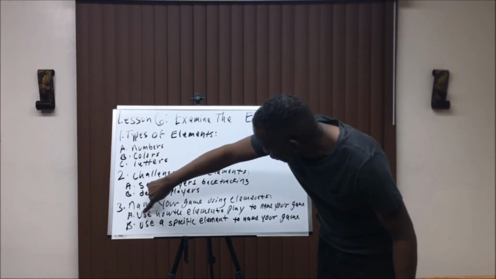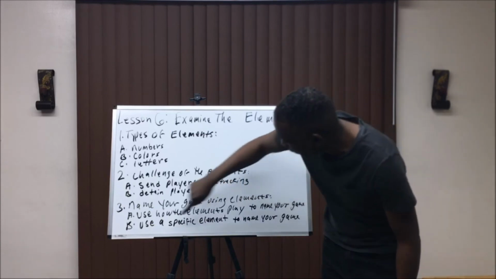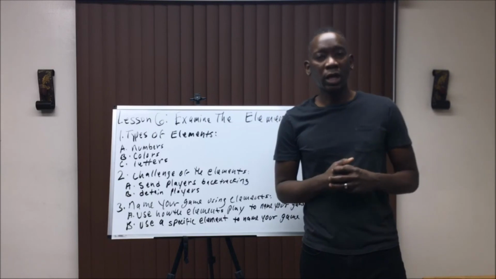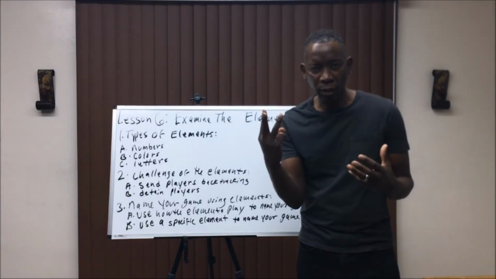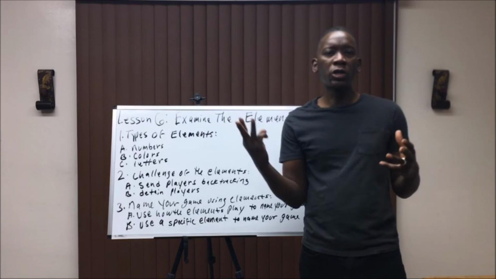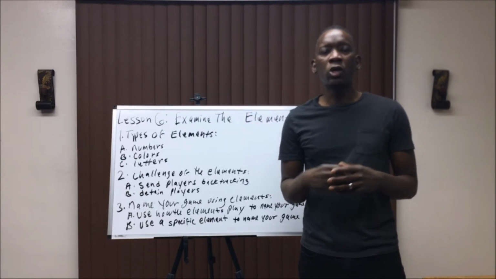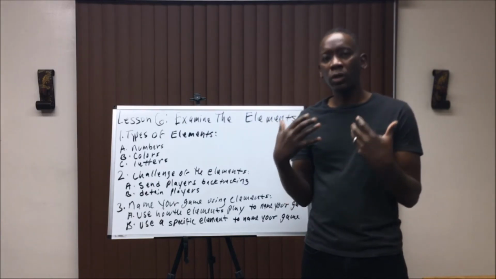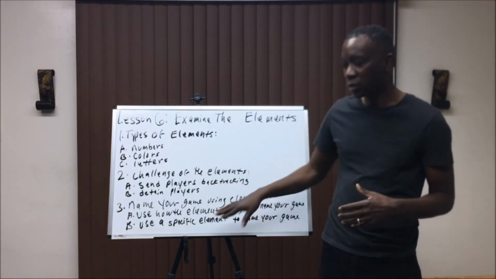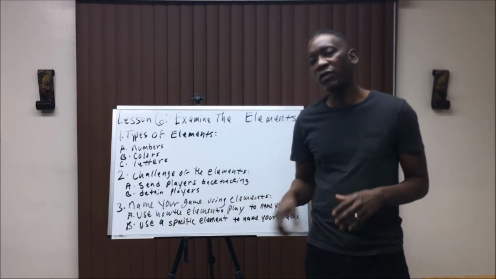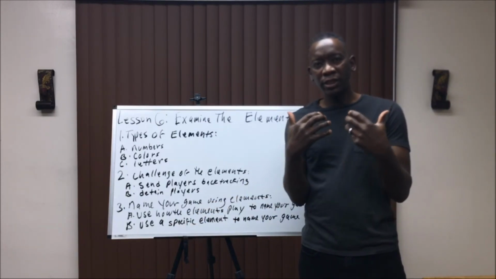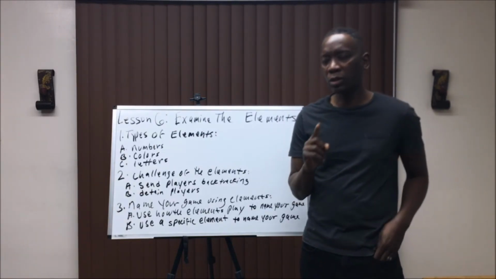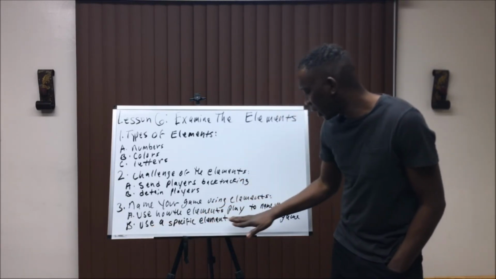So we did A, use how the elements play to name your game. Now B, use a specific element to name your game. Let's say you use a number 3. You can call your board game 3, or you can use the Spanish word for 3 or the Latin word for 3. You get what I'm trying to say about how to name your game? So look at a specific element and see how you can rename that element or something specific about your element.